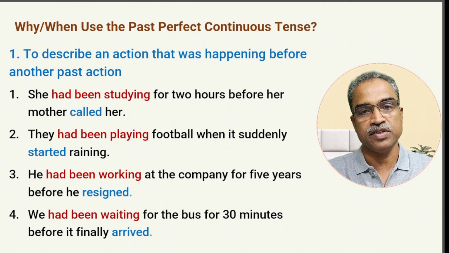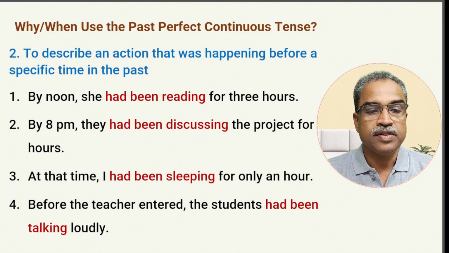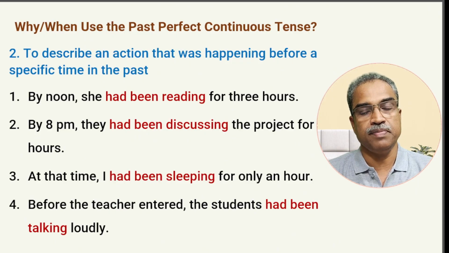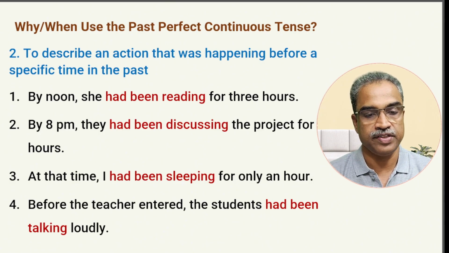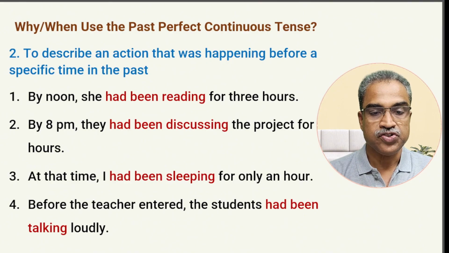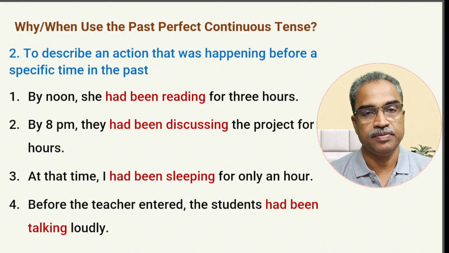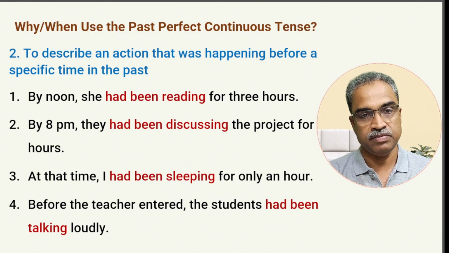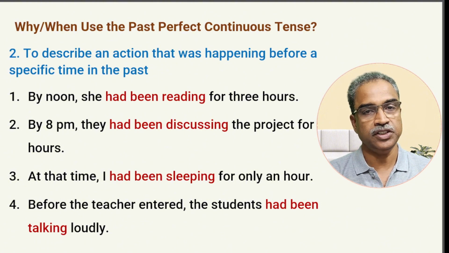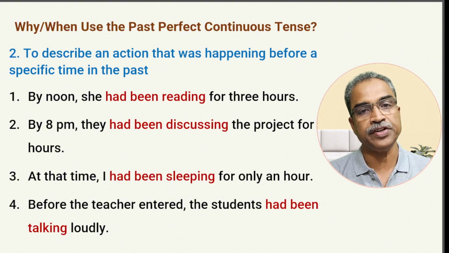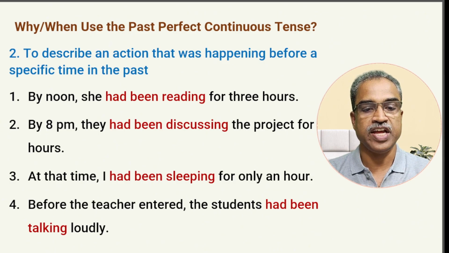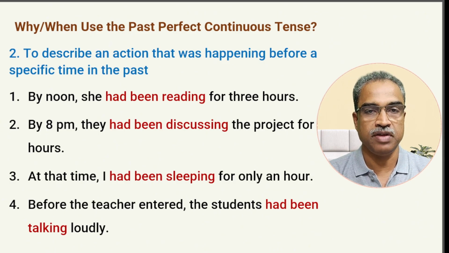Let's see some other uses or situations where we use past perfect continuous tense. We use it to describe an action that was happening before a specific time in the past. It's similar to the previous one, but before a specific time. For example, by noon, she had been reading for 3 hours. Noon, take around 12 o'clock during the day. Before that, 3 hours, she had been reading a book maybe.